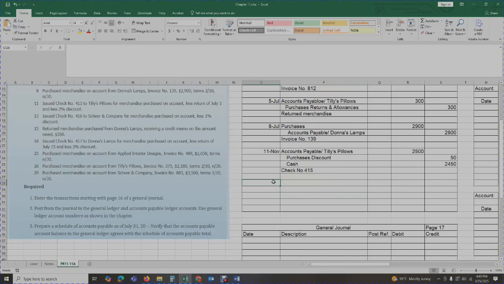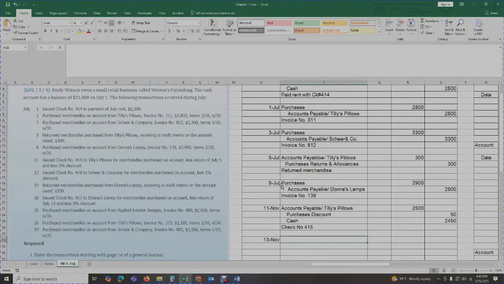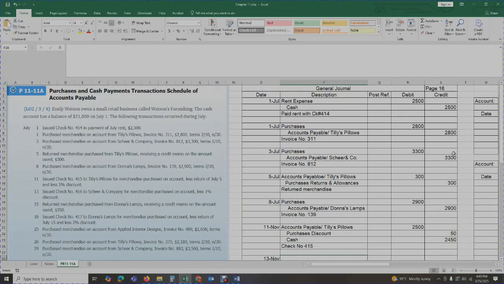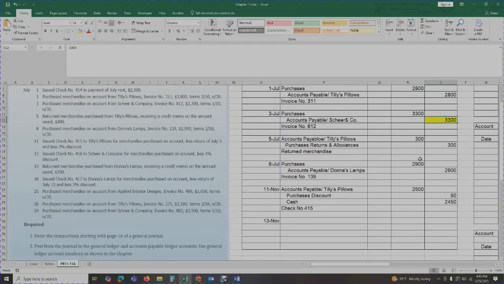Okay. Let's look at what happened on the 13th. You issued check 416 to Shearing Company for merchandise purchased on account less a 1% discount. So on the 13th, we are paying what we owe for Shear and Company. So we need to look up here for Shear. For Shear, we owe $3,300 right there. Accounts payable, $3,300. I credited my accounts payable. Now, if I'm going to pay that balance, then I need to do the opposite. I need to debit my accounts payable for Shear and Company.